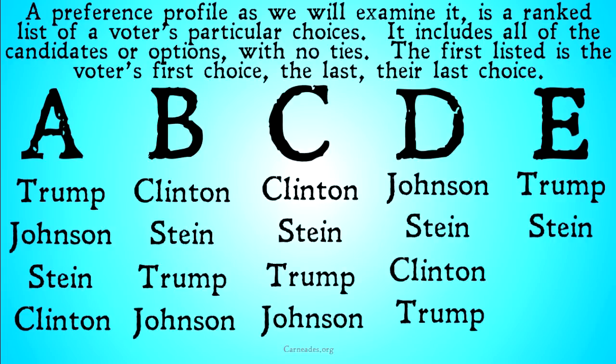Take a look at this set of voter profiles. So we have 5 different voters here, and they each have a different profile. They each have a different ranking of the candidates. D, for example, ranks Johnson first, Stein second, Clinton third, and Trump last. We're going to be looking at a lot of different voter profiles like this.